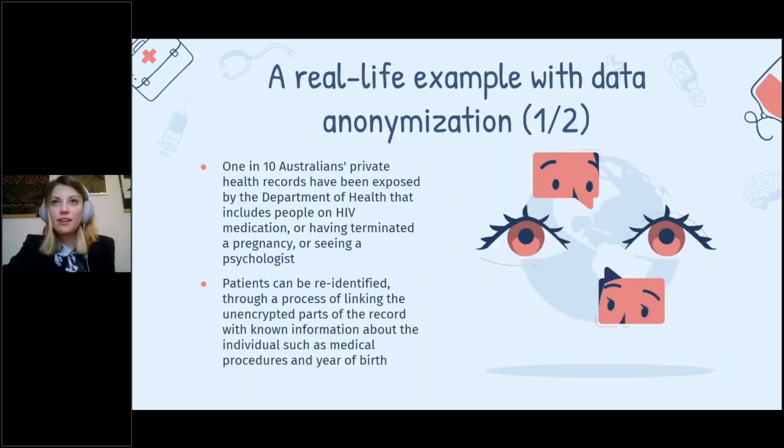Now let's talk about a real-life example with data anonymization. One in 10 Australians' private health records have been exposed by the Department of Health in an embarrassing blunder that includes people on HIV medication, having terminated a pregnancy, or seeing a psychologist. They found that patients can be re-identified without decryption through a process of linking the unencrypted parts of the record with known information about the individuals, such as, for example, medical procedures and year of birth.